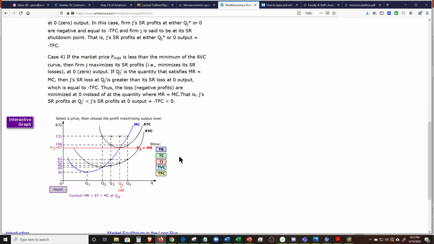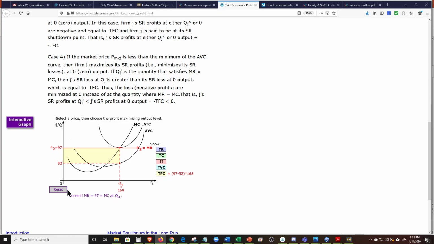And so total revenue is 97 times 168. Total cost is also 97 times 168. So profit is 0 because total revenue and total cost are equal. Total variable cost is there, and total fixed cost is right there. Well, that's pretty cool. I like it.